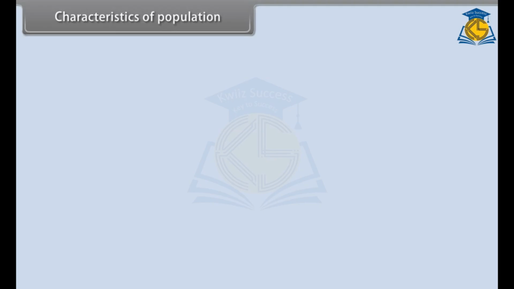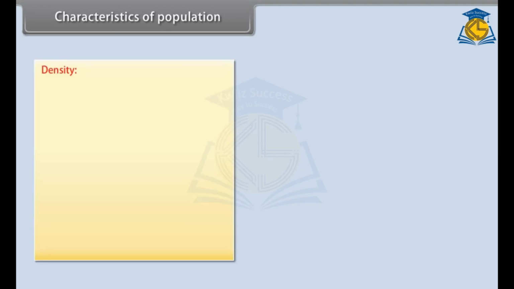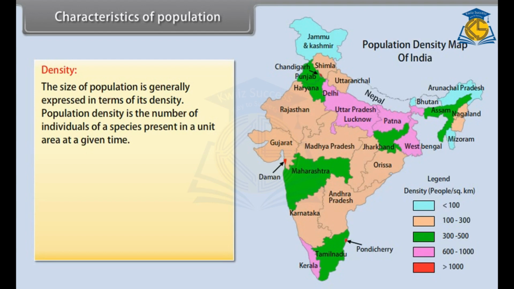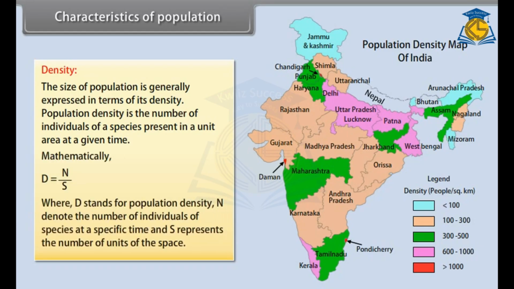Characteristics of population. Density. The size of population is generally expressed in terms of its density. Population density is the number of individuals of a species present in a unit area at a given time. Mathematically, D = N/S, where D stands for population density, N denotes the number of individuals of a species at a specific time, and S represents the number of units of space.